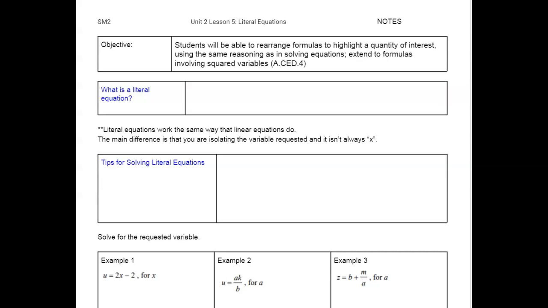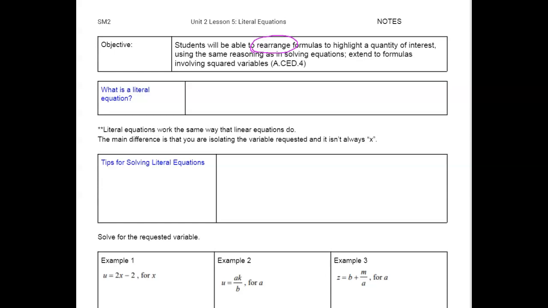Okay, 2.5 is literal equations, and most students have seen these before, and some struggled, some didn't, but we like to revisit it because it just really strengthens your solving and manipulation skills. So I like the way it states your objective because you are just rearranging. So you are not solving, you are just isolating the variable that they want.